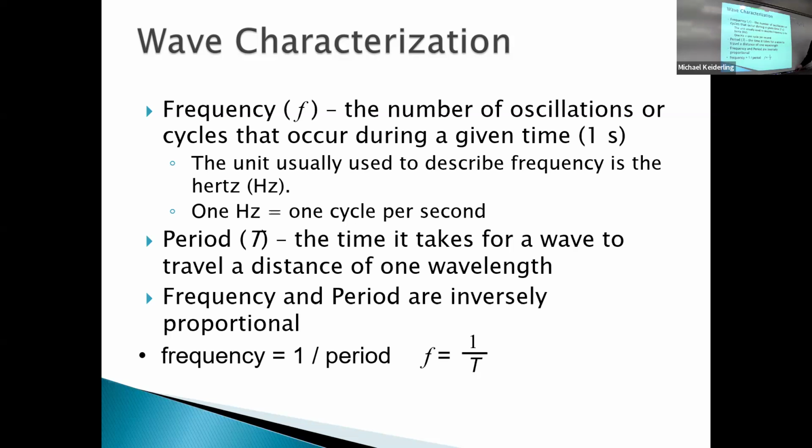Period is the time it takes for a wave to travel a distance of 1 wavelength. And frequency and period are inversely related. So frequency is 1 over period, and vice versa. Period is 1 over frequency.